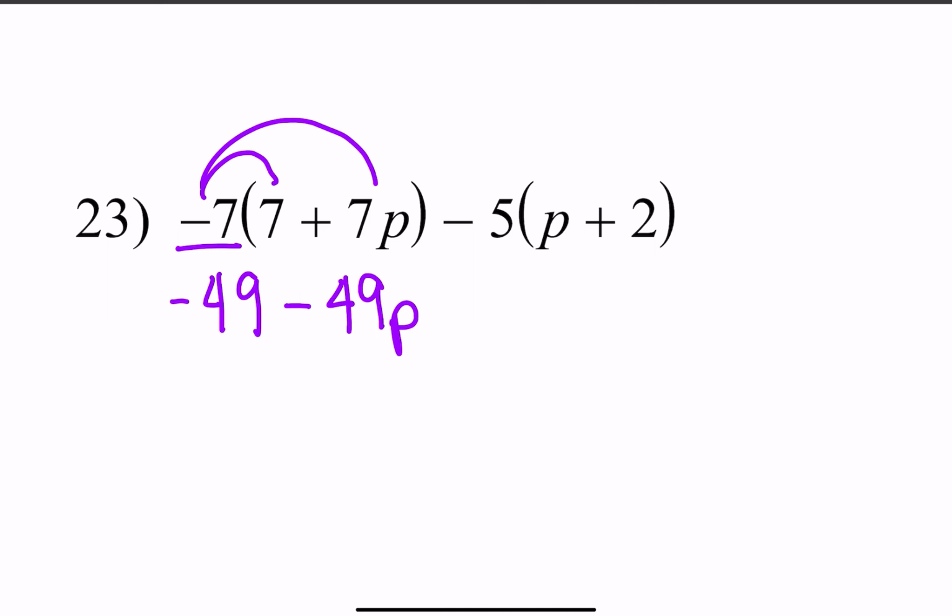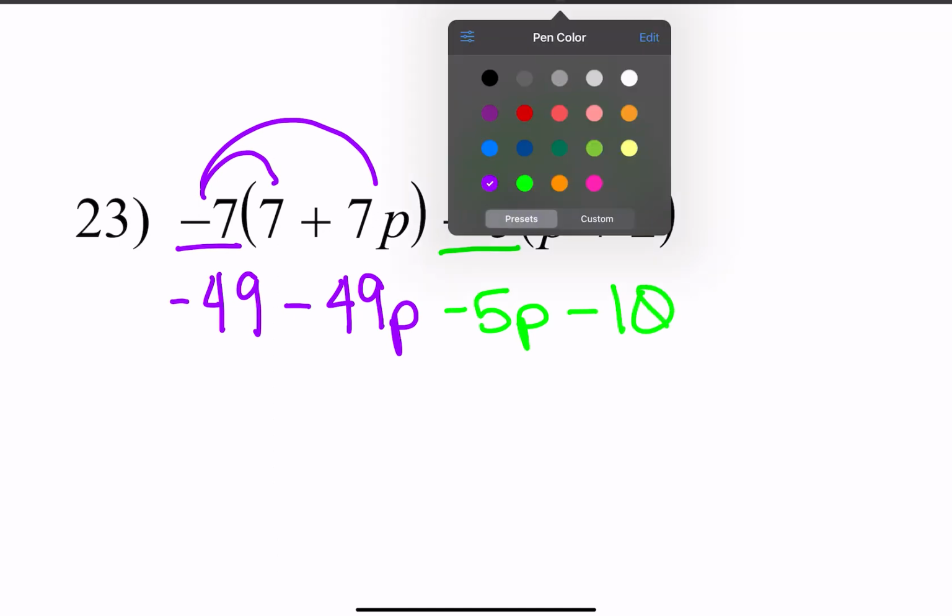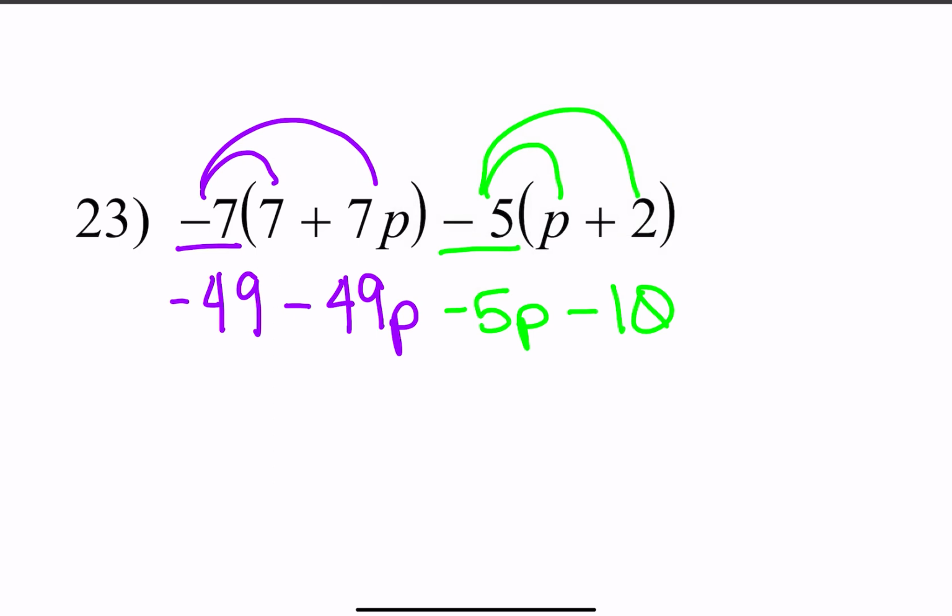The second parentheses, the number that's getting multiplied, is the -5. So -5 times p is a -5p. -5 times 2, careful here, that is a -10. Now we're going to start combining like terms. So I always like to start with the first number. So we got -49 and -10. So we got -49 plus -10.